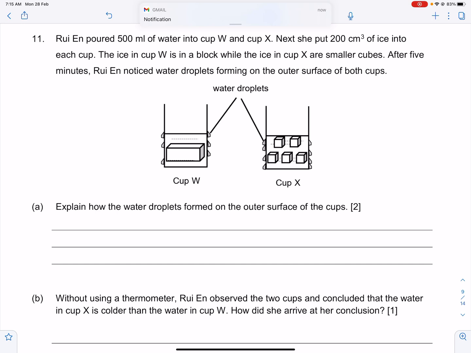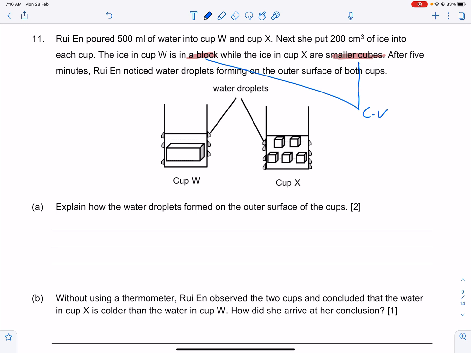So for this, in this case, we have to actually take a look at what is the difference. Remember, this is like a bit of an experiment, so there is always a change variable. So when we take a look at it, the change variable would be that the ice in cup W is a block, but in cup X is smaller cubes, right? So this is actually the change variable.